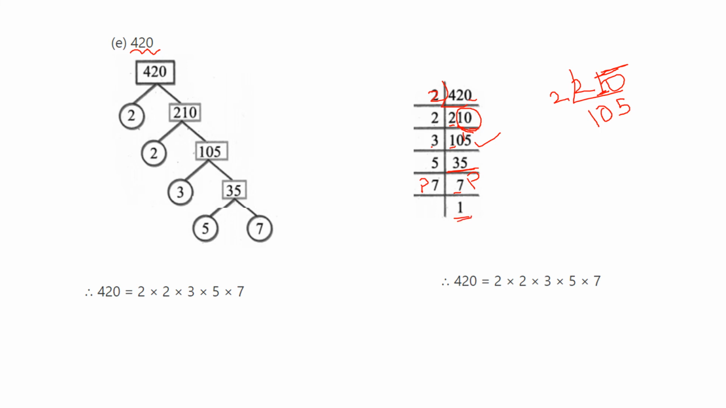First write 420 in a rectangle. Next 2 into 210. 2 into 105. 3 into 35 and 5 into 7. So the factors of 420 are 2 into 2 into 3 into 5 into 7.